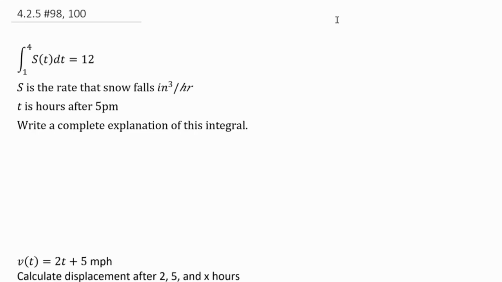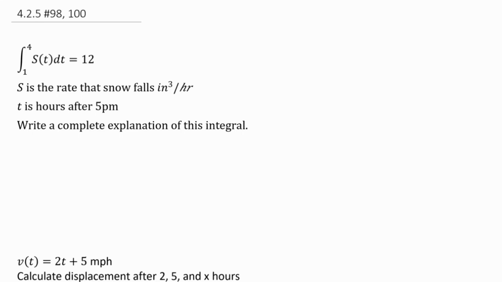So for this problem, we're going to be applying integrals to real life context. So we've got the integral from 1 to 4 of s of t dt, and we're saying that equals 12. S is the rate at which snow falls. So we're taking the integral of the rate. And t is hours after 5 p.m.